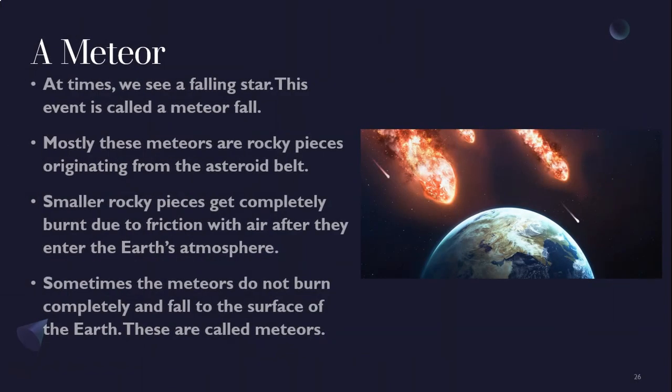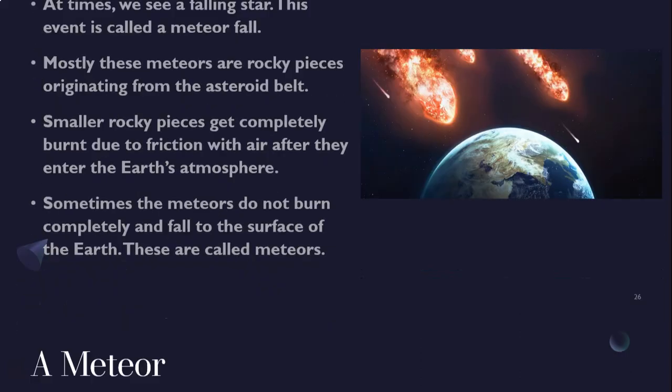Next, we are going to discuss something known as a meteor. At times, we see a falling star. This event is called a meteor fall. Mostly these meteors are rocky pieces originating from the asteroid belt. Smaller rocky pieces get completely burnt due to friction with air after they enter the Earth's atmosphere. Sometimes the meteors do not burn completely and fall to the surface of the Earth. Then these are called meteorites.